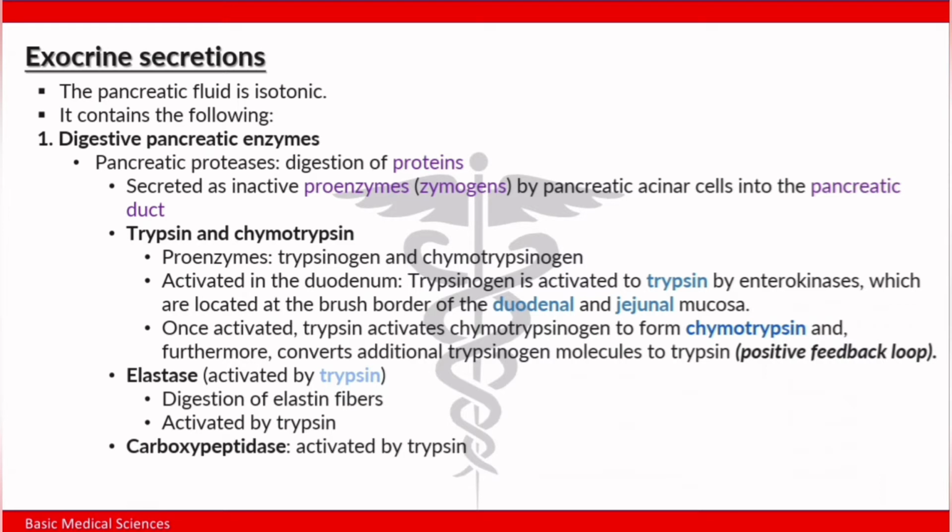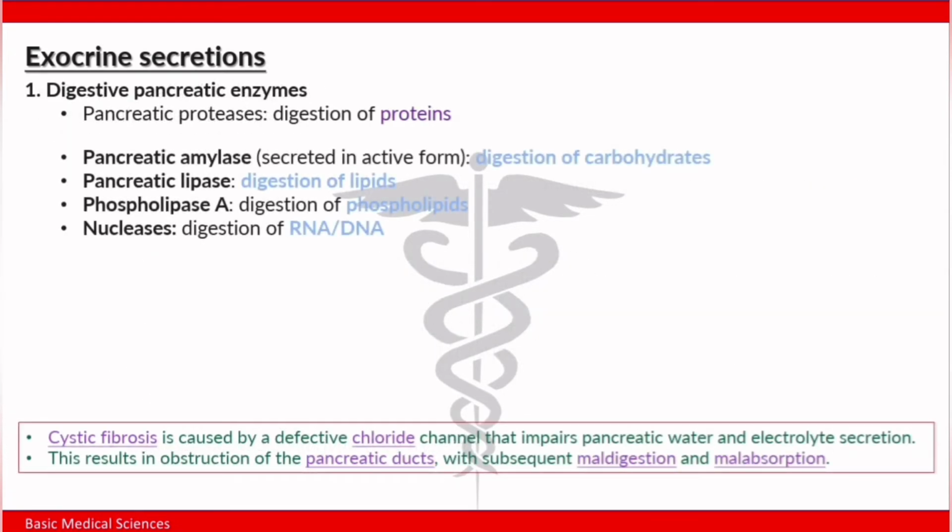Elastase digests elastin fibers and again is activated by trypsin. Carboxypeptidase is also activated by trypsin. Right, so the next group, this one is very important, you need to remember it, is pancreatic amylase. Pancreatic amylase is for digestion of carbohydrates, and this one is secreted as an active form, right? The proteases we discussed are produced as inactive. Why? To prevent autodigestion of the pancreas, which may lead to pancreatitis.